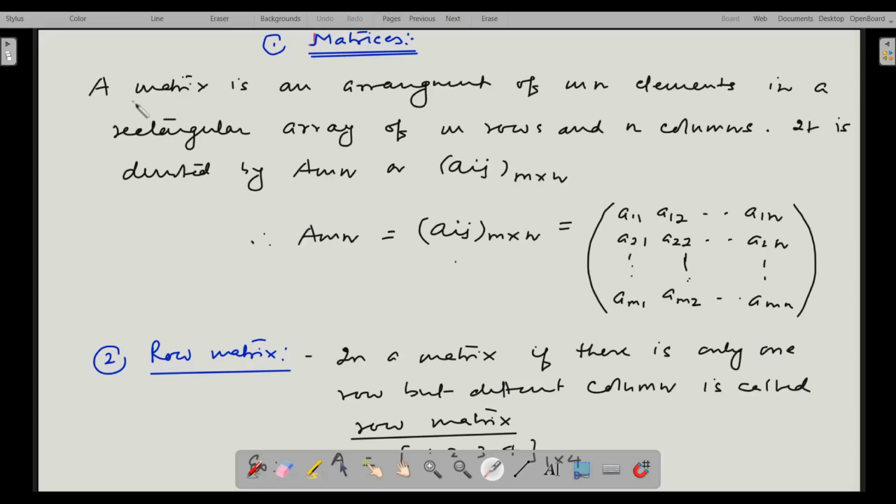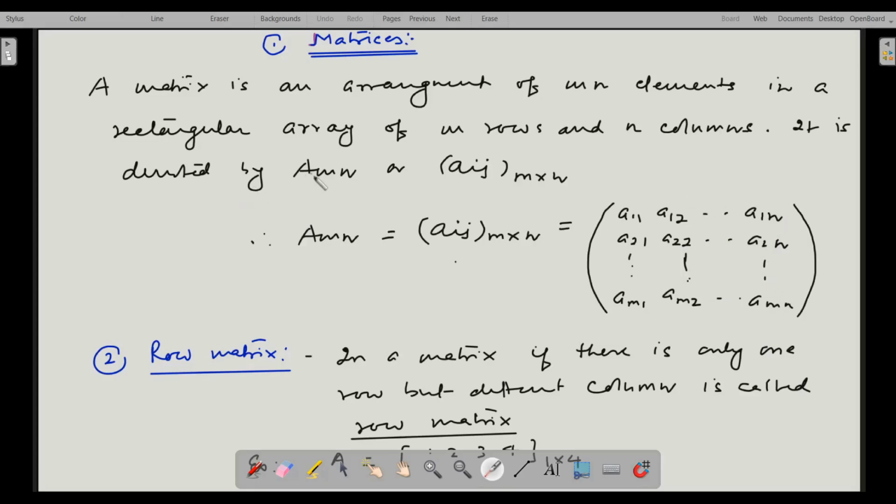A matrix, what does it mean by a matrix? A matrix is an arrangement of mn elements in a rectangular array of m rows and n columns. So there are m rows: first row, second row, third row, fourth row, like that, and this is the mth row. Then the columns: first column, second column, third column, fourth column, and so on up to the nth column.